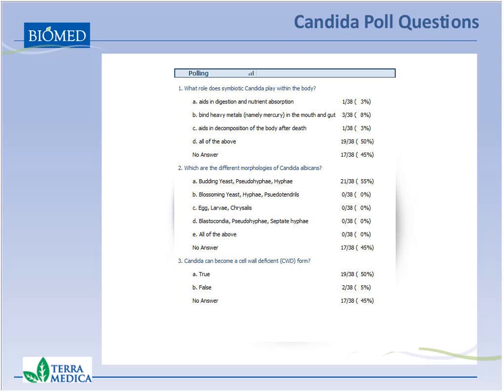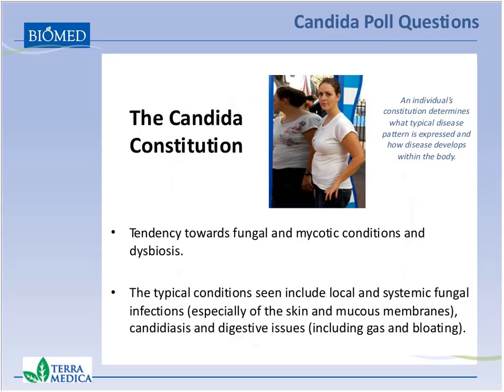Number 2, what are the different morphologies of Candida albicans? The budding yeast, the pseudohyphae, and the hyphae phases. And number 3, Candida can become a cell wall deficient form, and the answer is true, yes it can. This is through taking antimicrobials or antifungal type medication. Okay, so let's continue on.